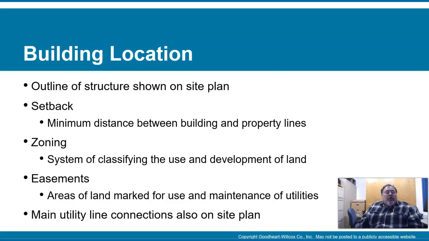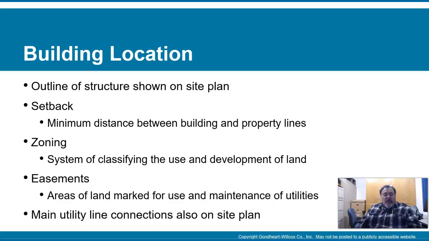When we talk about building locations, the outside of the structure is shown on the site plan. And the setback is the minimum distance between the structure and the property line. Zoning is the system of classifying the use and development of land. It could be commercial land, which is like stores and restaurants. It could be industrial land, where you're going to put shops and factories. It could be residential land, which is strictly a neighborhood for people to live in, with parks and houses.